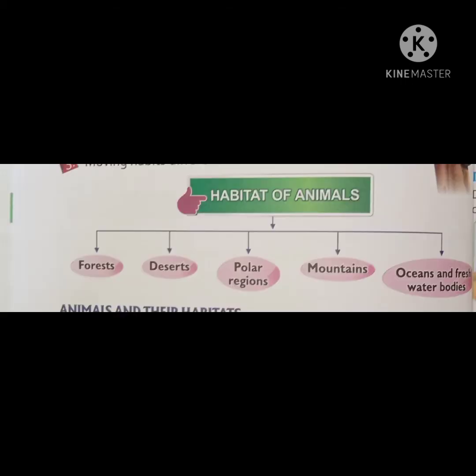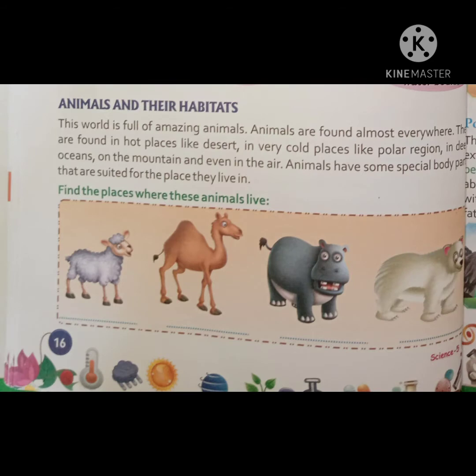Okay. So, habitat of animals. Habitat means the natural living place of an animal. That means where animals live is called the habitat of animals. So what are the habitats of animals? Here: forest, desert, polar region, mountain, ocean and freshwater bodies. Next, we come to the point: animals and their habitats.